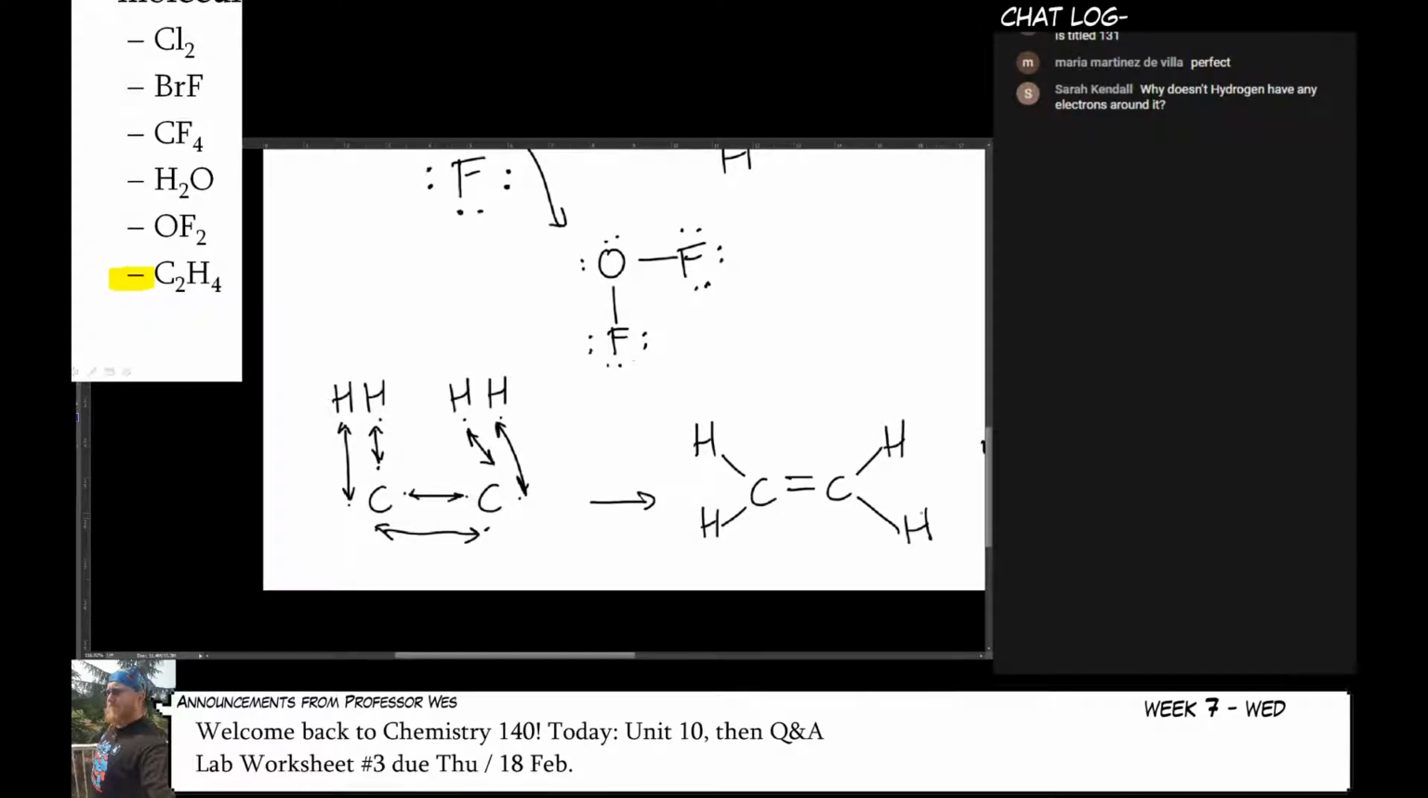Now when I go check octets, like this, 2, 4, 6, 8, that works. 2, 4, 6, 8, that works too. So this is the correct structure for C2H4. Remember that our goal is to follow the octet rule every single time, with the exception of hydrogen. Hydrogen only needs 2 electrons. It just follows its own rule.